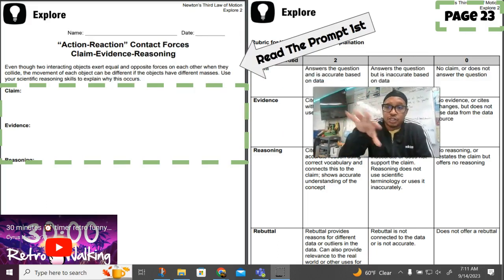Okay. So let's talk about CER. Hopefully you have done a CER last year. CER stands for Claim, Evidence, Reasoning. So turn to page number 23 in your notebook, and all I want you to do is see if you can come up with a claim and with the evidence. Now remember, we did this with the writings that we did earlier this week, and you're like, what do you mean? Well, a claim answers a question.